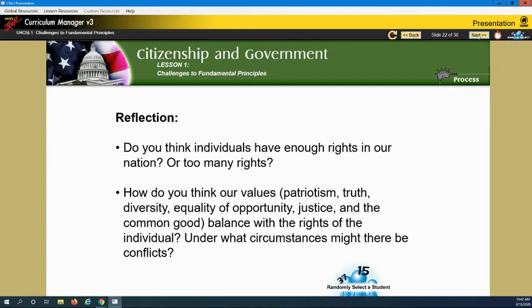Do you think individuals have enough rights in our nation or too many rights? Having been around the world, I can tell you we have a lot more rights and a lot more freedoms than any country out there. I've been in countries where you do not have the right to say anything against your president or governor because they will have you put to death. I mean, people talk bad about the U.S. I want them to go to one of these third world countries. Saddam Hussein used to do that. You talk bad about Saddam Hussein, he cut your tongue out.